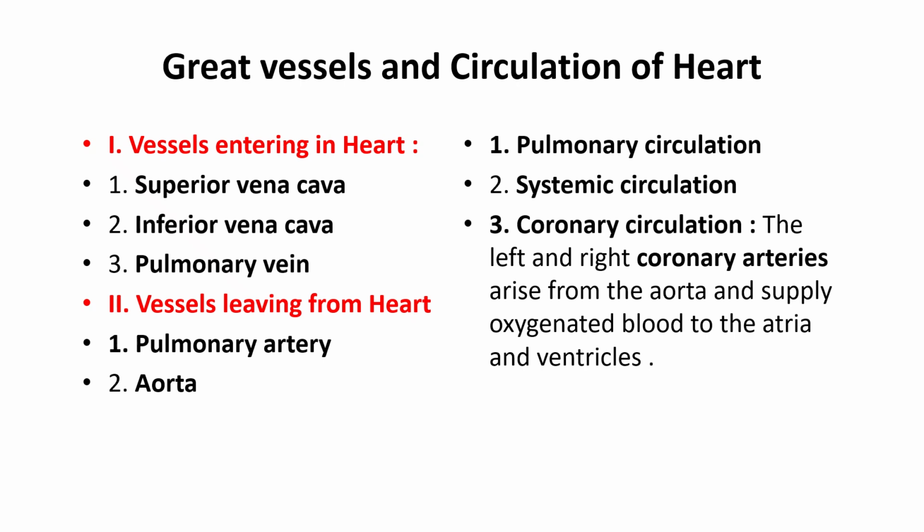The third type is coronary circulation. The left and right coronary arteries arise from the aorta and they supply oxygenated blood to the atria and ventricles.